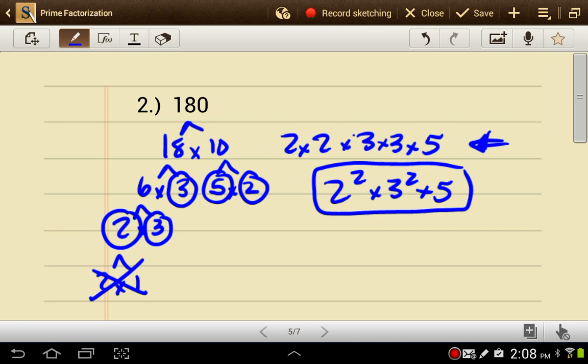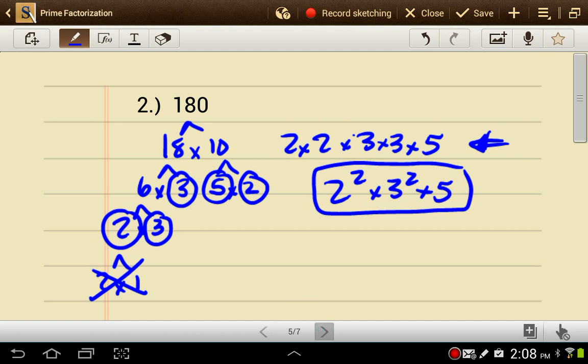If it's a prime number, then we're done. If it's not prime, don't use that number times 1. That does not help the cause. Okay? Let's go on to our next slide. If you need to pause that, go ahead. That's prime factorization using factor trees, by the way.